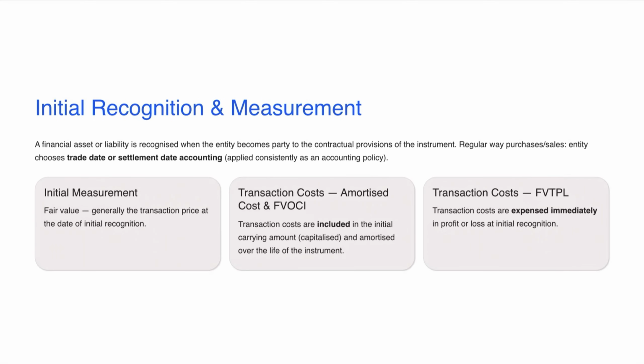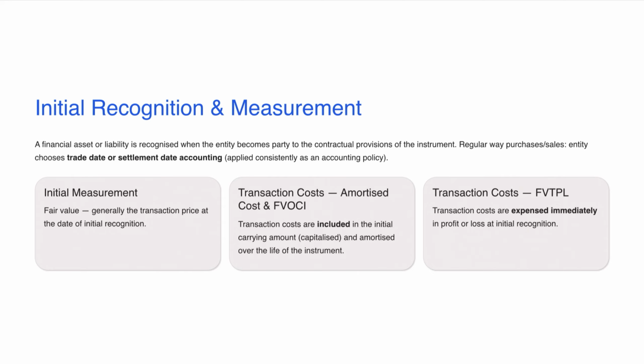Before we talk about subsequent measurement, we need to understand initial recognition. A financial asset or financial liability is recognized when the entity becomes party to the contractual provisions of the instrument. For regular way purchases and sales, IFRS 9 allows an accounting policy choice between trade date and settlement date accounting, applied consistently. At initial recognition, the starting point is generally fair value.